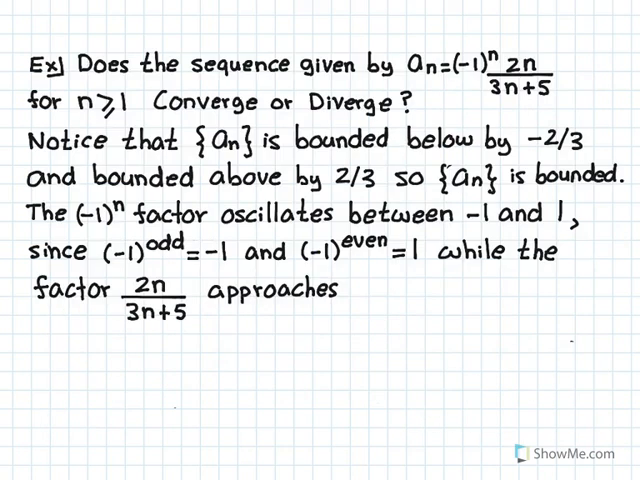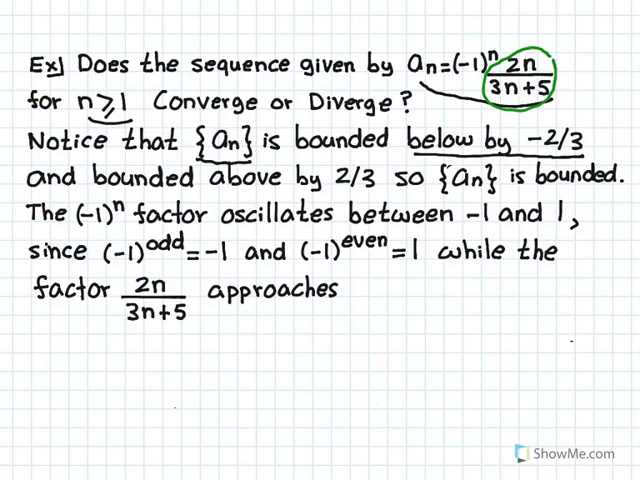All right, let's look at another example. Does the sequence given by a_n equals (-1)^n times 2n divided by (3n plus 5), for n larger or equal to 1, converge or diverge? Notice that this sequence is bounded below by negative 2/3. Why is that? Well, if we take the limit as n goes to infinity, dividing by the highest power, this part approaches 2/3, and it's bounded below by negative 2/3 because (-1)^n is either going to be plus 1 or negative 1, depending on whether n is an even integer or an odd integer.